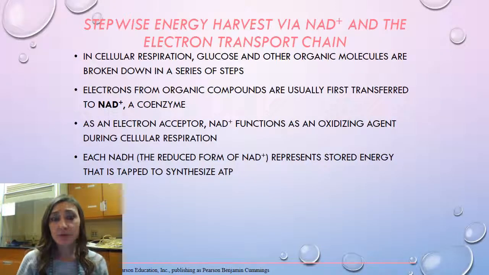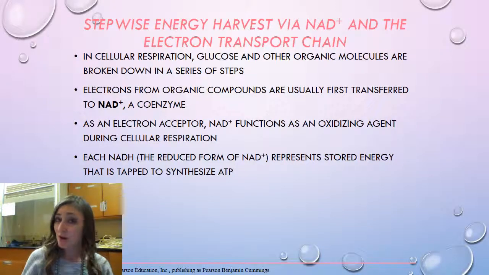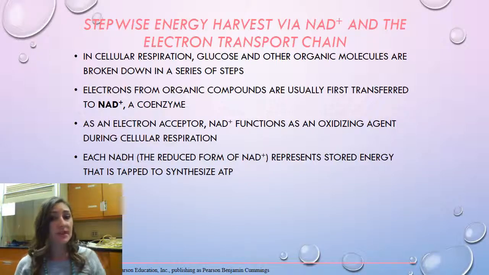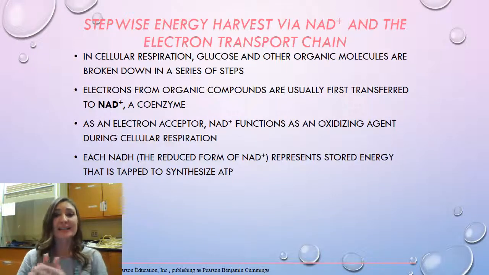So in order for cell respiration to release energy that can do work, we tend to break down glucose in a series of steps rather than releasing all the energy at once. So what we do is we take those electrons from organic compounds like glucose, and they're transferred first to NAD+. This is a coenzyme. It is an electron acceptor. Because it's an electron acceptor, we consider it an oxidizing agent during cellular respiration.